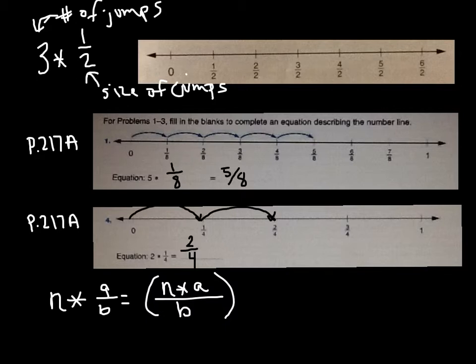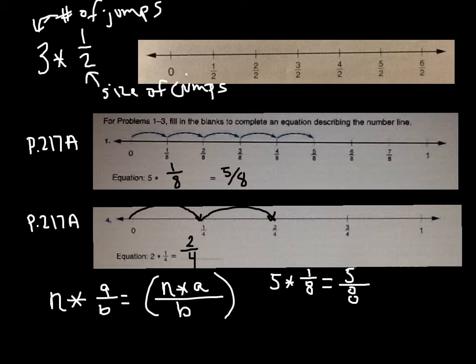Let's try that for number 1. It says 5 times 1/8 equals. I can do my number times my numerator, 5 times 1, and I know that equals 5. And we keep our denominator the same, 5/8. And we can see that 5/8 is the same as what I had here.